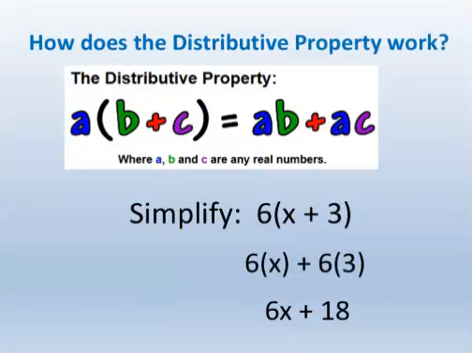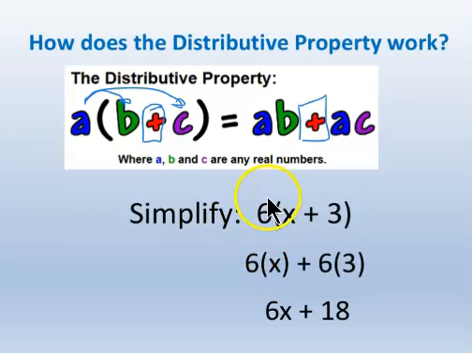How does the distributive property work? Just a refresher: make sure you're distributing it to the A. That means I'm multiplying it to the B, the A, and I'm also multiplying it to the C, but I don't change the operation in between. That's huge. Don't do that.